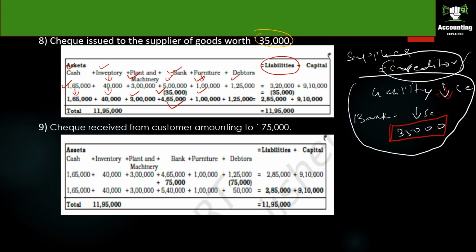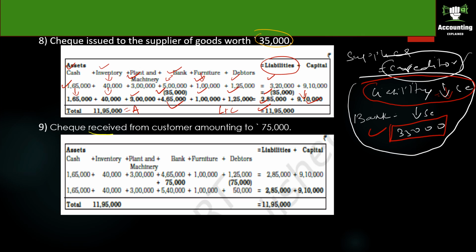Same, remains the same. Debtors remain the same, 1,25,000. So the assets total is 11,95,000. Now liabilities from the previous transaction, it is 3,20,000. Okay, now what are we going to do? We are going to pay them. So we are going to decrease the liability by 35,000 rupees. Now the new liability is 2,85,000. Capital remains the same, 9,10,000. So liabilities plus capital is 11,95,000.